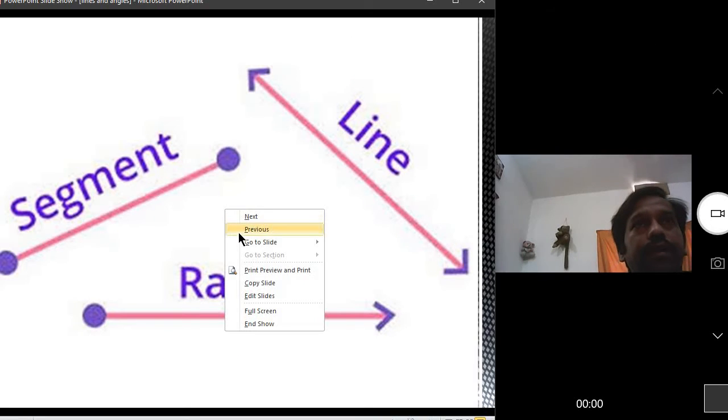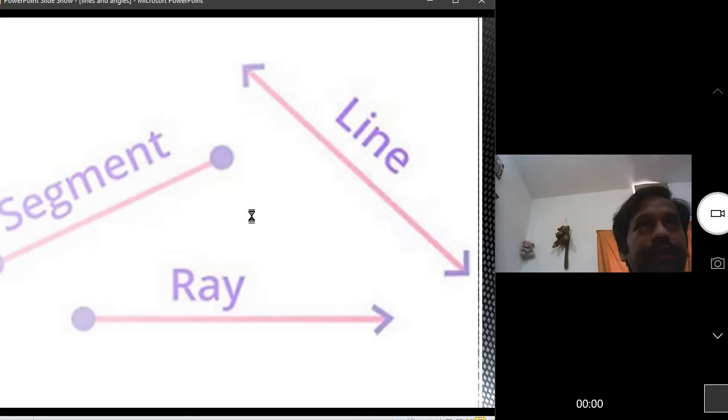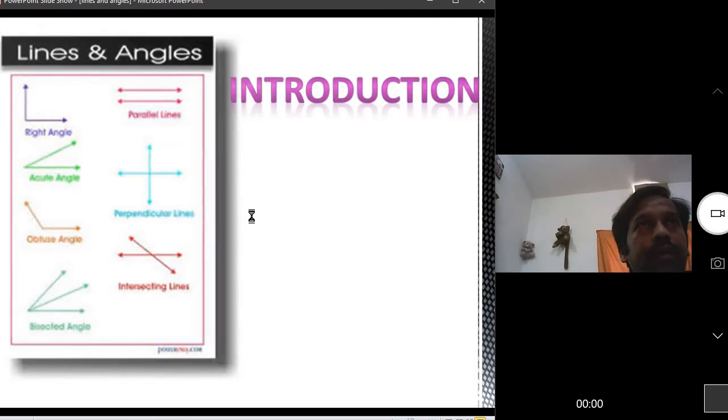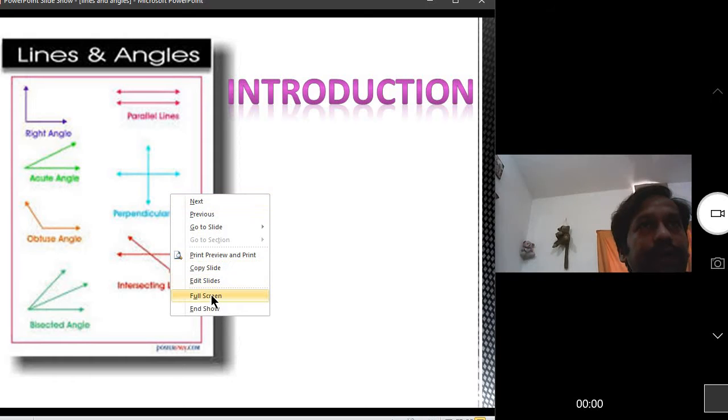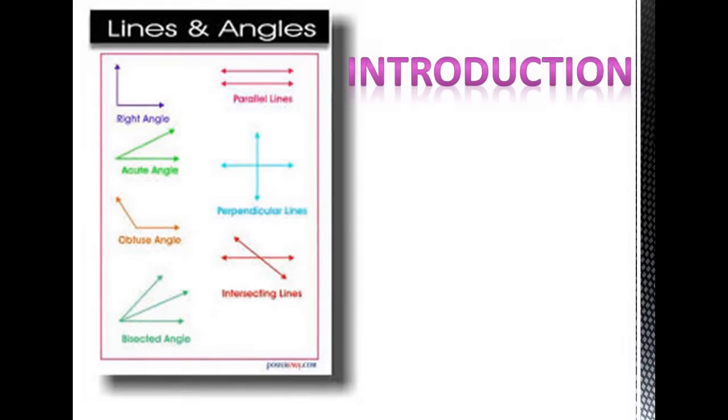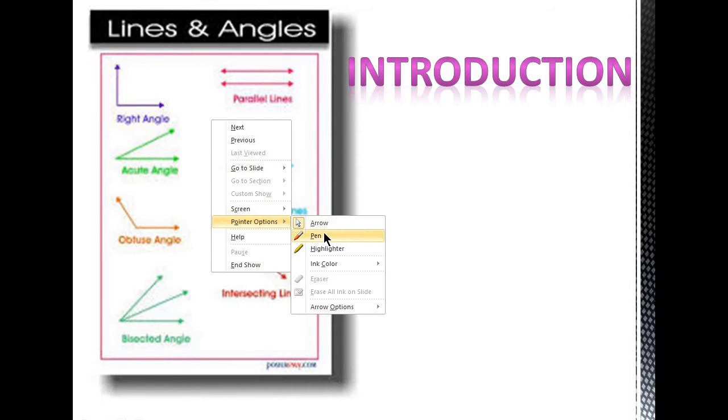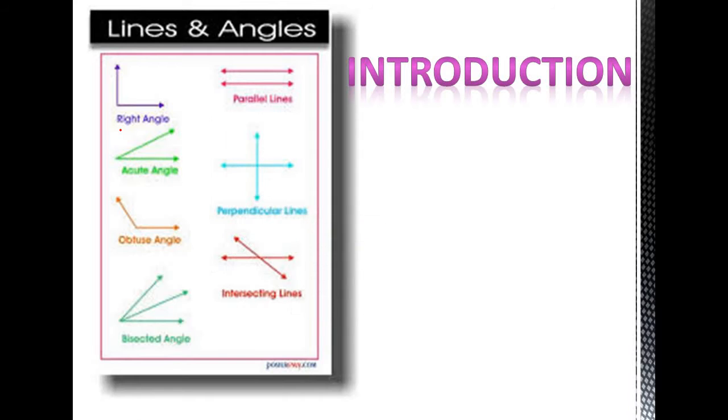Now in this next slide, different types of angles are given. One is called a right angle. Why? Because this angle is 90 degrees. That's why this is called a right angle.